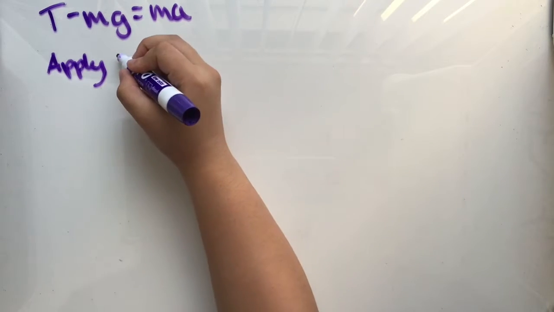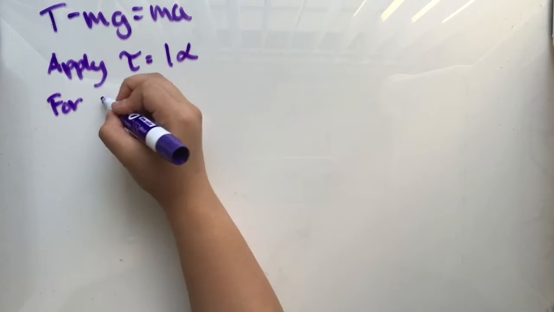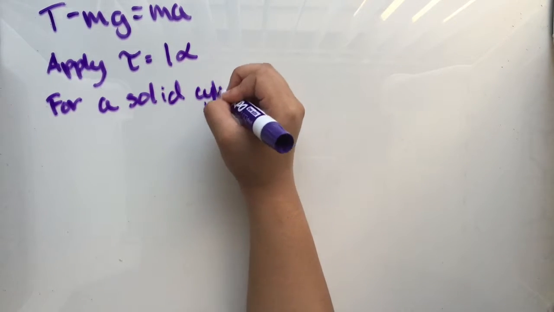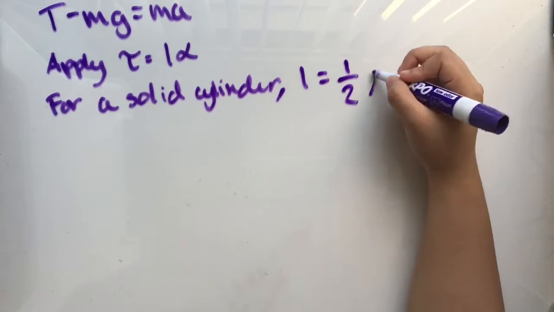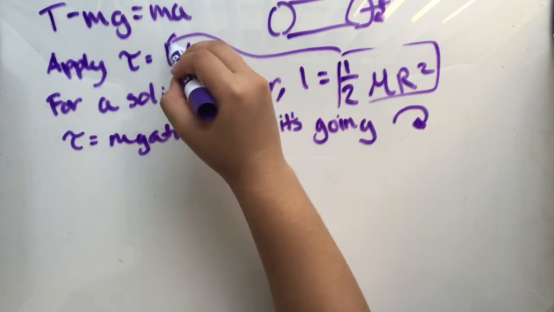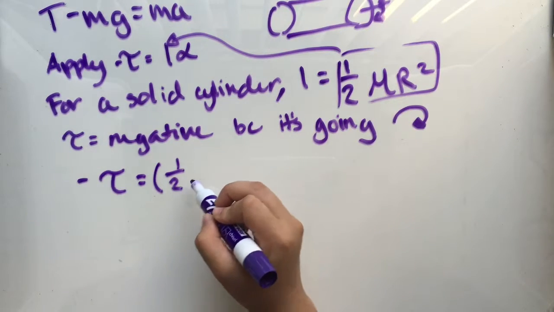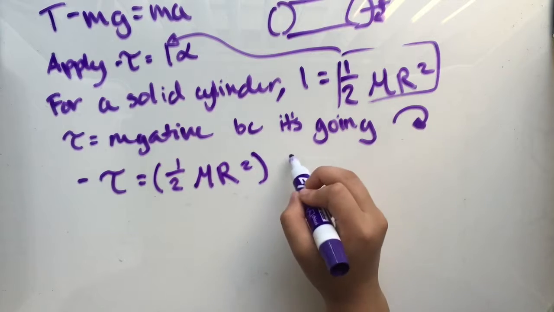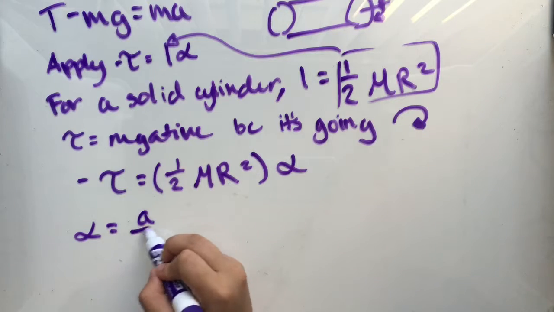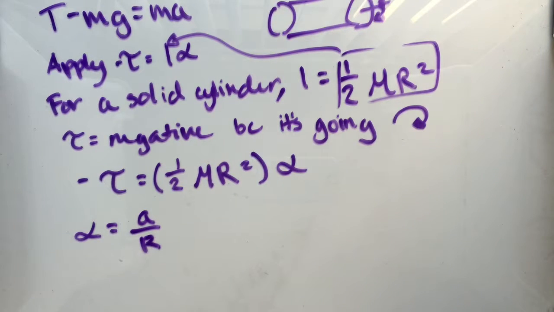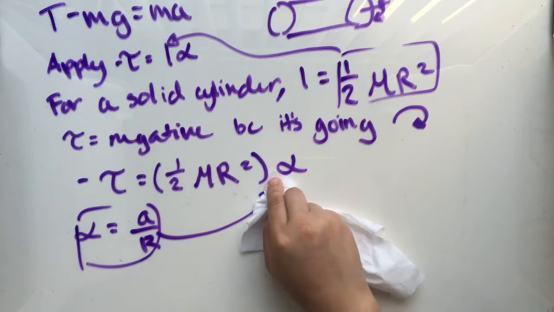Now we can apply torque, which we know is moment of inertia times angular acceleration. For a solid cylinder, moment of inertia is half the mass of the cylinder times its radius squared. But torque is negative because it's going clockwise, remember? So we'll write torque is negative and substitute the value for moment of inertia. Here, we'll rewrite it as negative torque equals half mass of the cylinder times radius squared times angular acceleration. And we also know that angular acceleration equals acceleration over radius, and we could substitute that into the equation too.